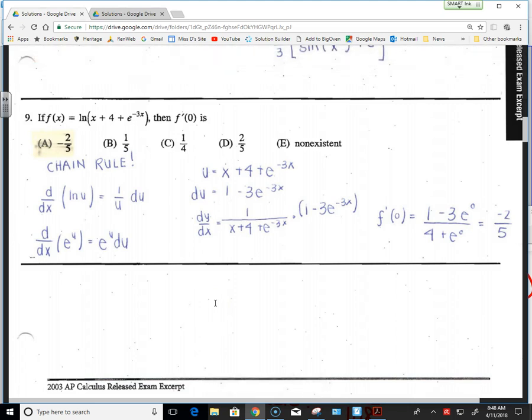Number 9. It's all about a u, because the derivative of ln of u is 1 over u times u prime. So your u is this entire expression, and that's what you see shown here. You need to find your u prime at some point. They go ahead and do it here.